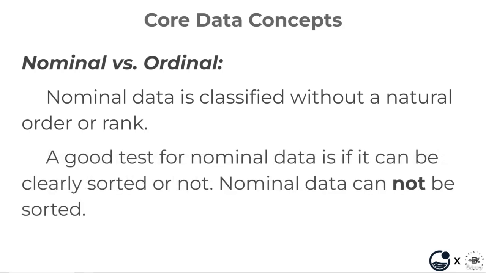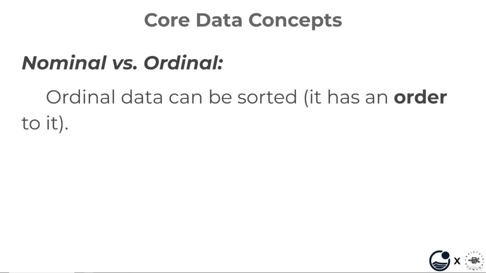A good test for nominal data is to see if it can be clearly sorted or not. Nominal data cannot be sorted. So if you just gave someone a bunch of species of different animals, there's no real clear definition for how they should be sorted or not. Ordinal data can be sorted. That is to say, it has an order to it. That's ORD, so that's a good, helpful reminder of what ordinal data is.